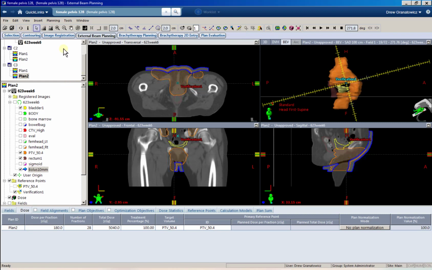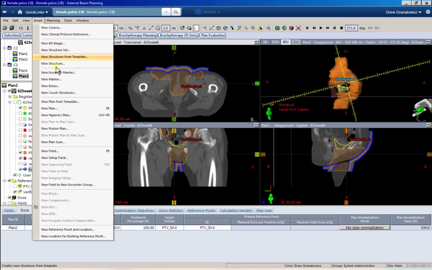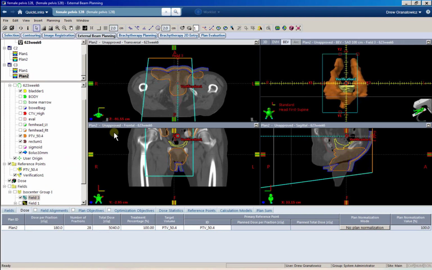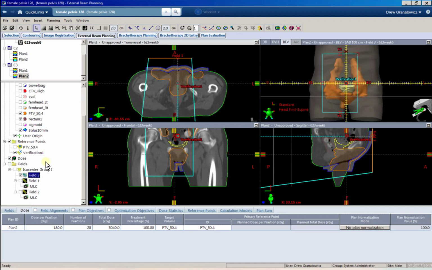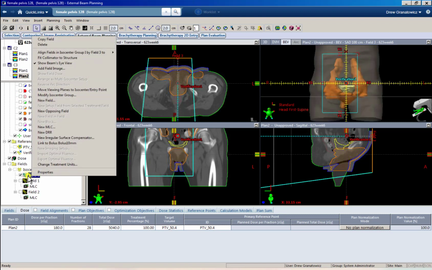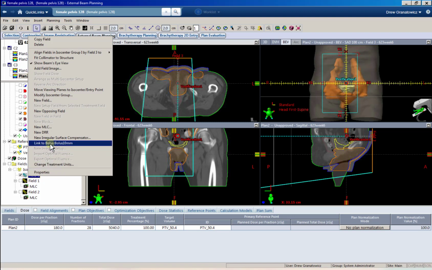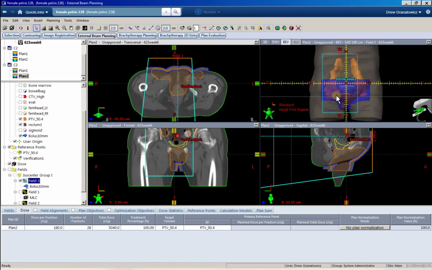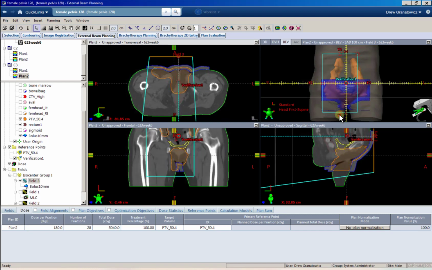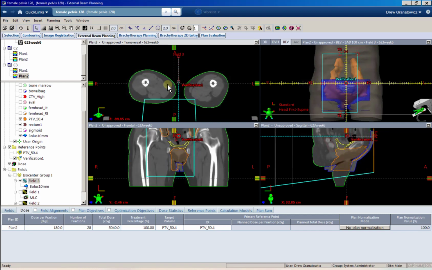One neat trick that you can do in order to help the therapist place and make this bolus is you can insert a new setup field. And if you right click on the setup field and link to the bolus, you can see the bolus right on the skin, which also is a good indicator I missed a slice down here.